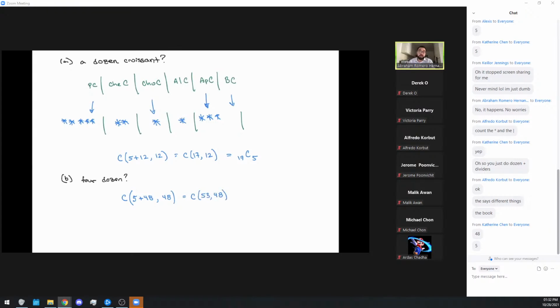Obviously, I didn't even bother to figure it out. I'm sure you guys know how to do that by now. Any questions? So do you see the pattern? The pattern pretty much is how many you're selecting plus the dividers, and that's it. That's the pattern for this here.